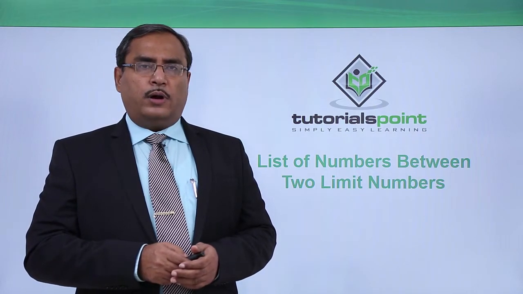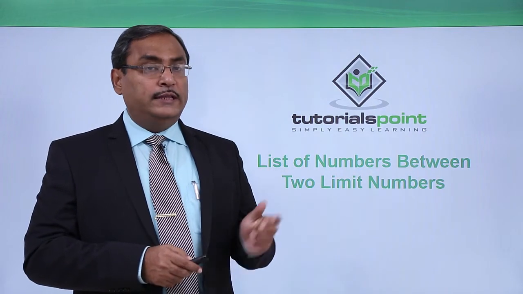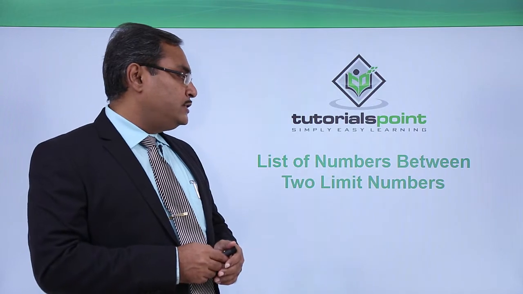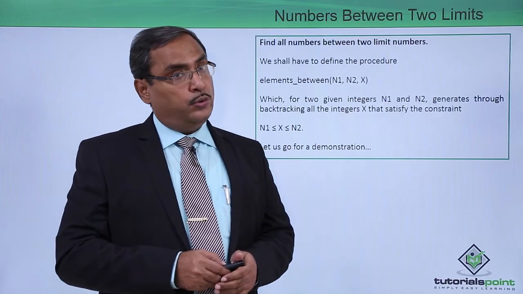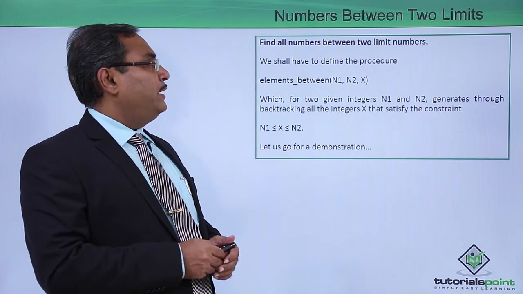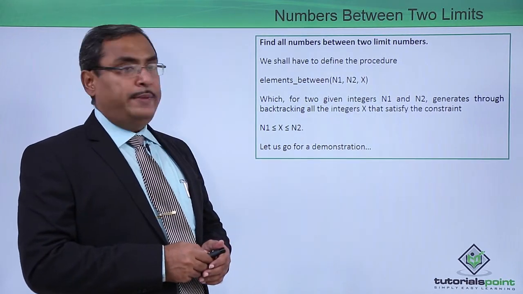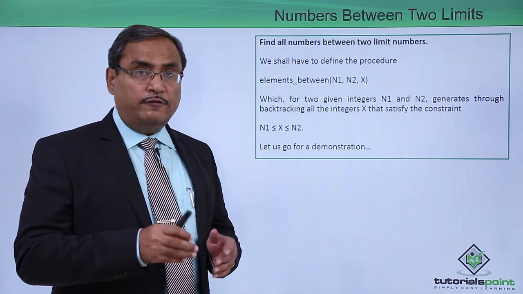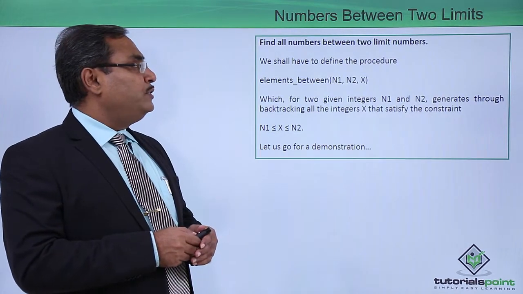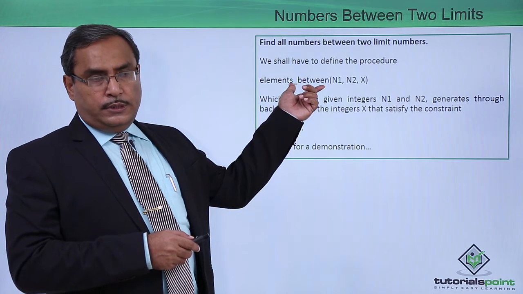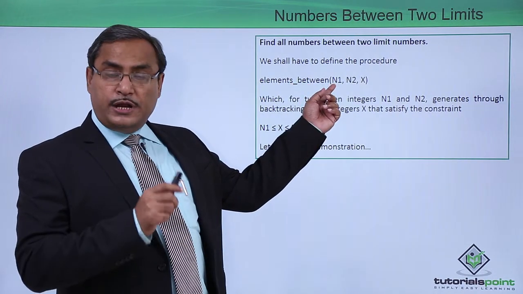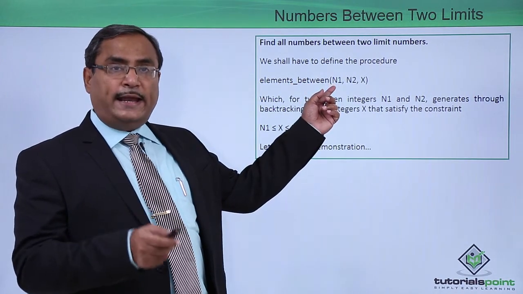We are going to write one Prolog program on this given problem, that is, list of numbers between two limit numbers. So here is the problem for us. Find all numbers between two limit numbers, inclusive of the limits obviously. We shall have to define the procedure elements between, and it has three arguments: N1, N2 and X.